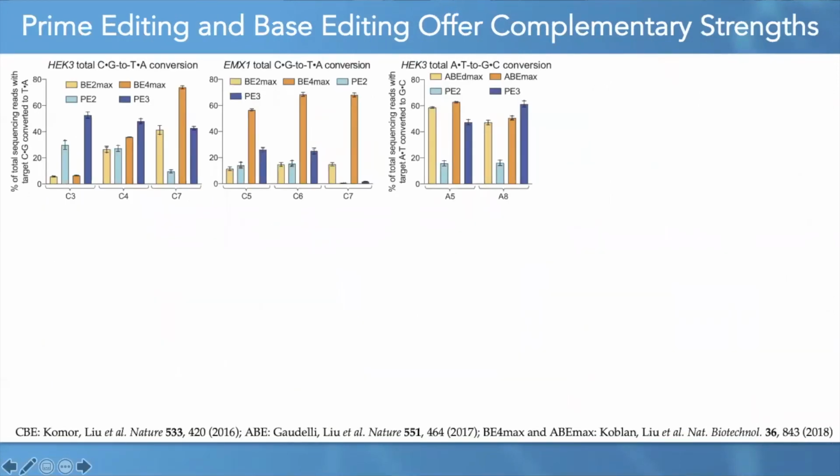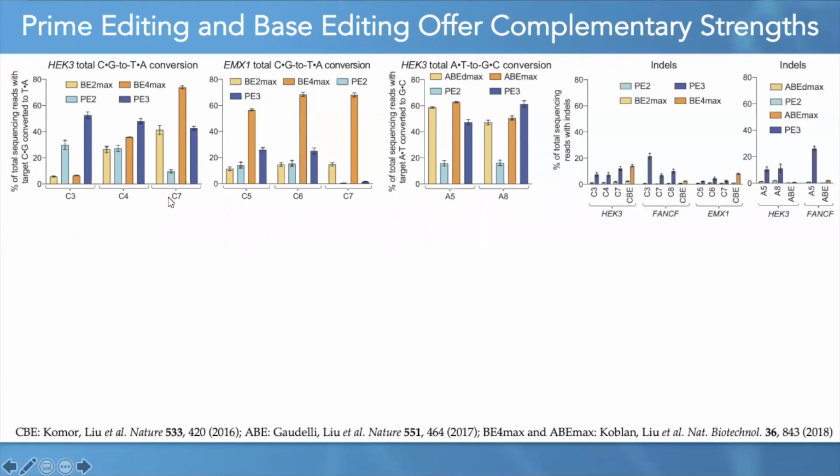Prime editing and base editing offer complementary strengths. When a target nucleotide is well placed within a base editor's edit window, base editors offer higher editing efficiency with lower indels than prime editing. This is the case with nucleotide C7 in this plot. However, when a target nucleotide is poorly placed within a base editor's edit window, such as C3 here, prime editors offer higher editing efficiencies than base editors.